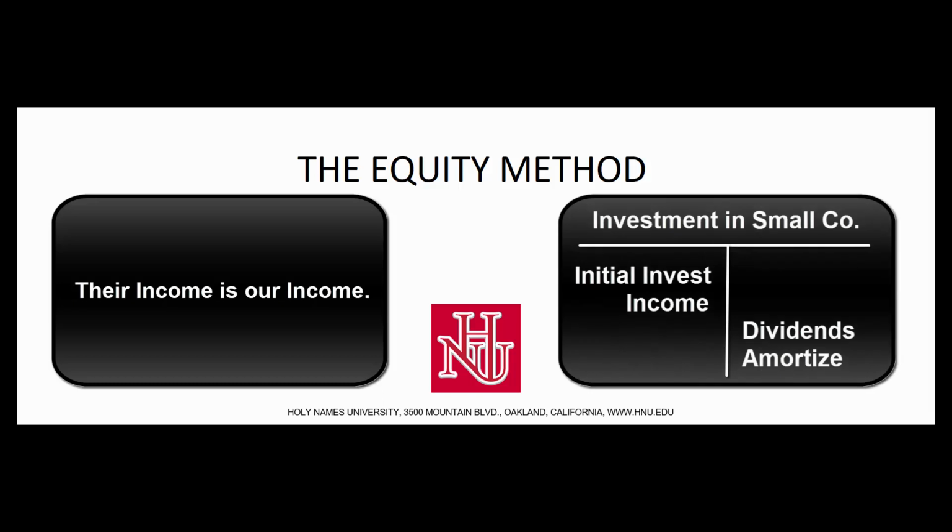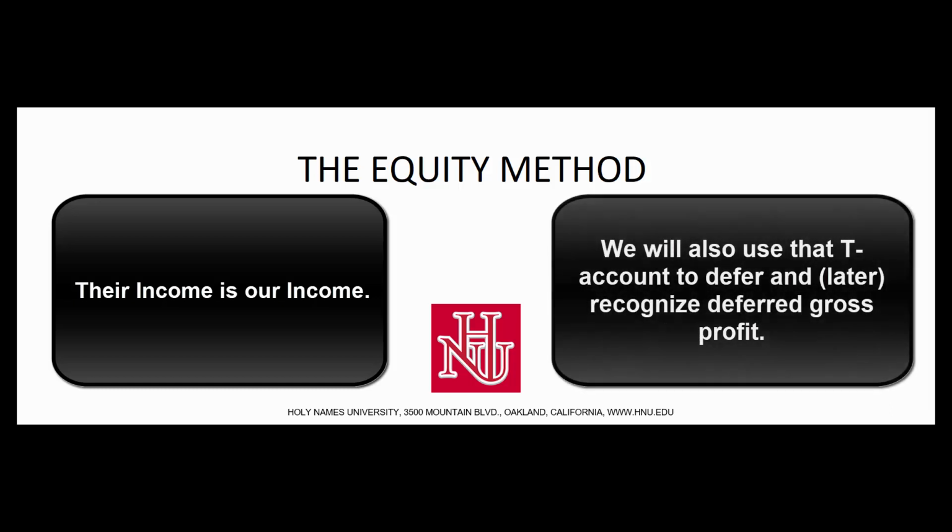So let's say we buy 25% of small company. That investment on our books will increase when we make the initial investment. It will increase when that company makes money. It will decrease when they pay us dividends, because we're going to act like dividends cash us out. It will also decrease when we amortize the excess that we paid over the book value of that small company. And also there's the issue of deferred gross profit. So let's talk about that before we go too much further.